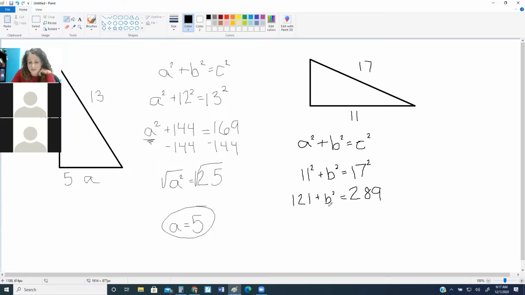So now I have to get this b squared alone or I cannot solve for it. So I'm going to subtract 121 from both sides. B squared equals, let's see, 9 minus 1 is 8. 8 minus 2 is 6. And 2 minus 1 is 1. So B squared is 168. But do I care what B squared is? No. I need to take the square root. So B equals the square root of 168. I don't know what that is.